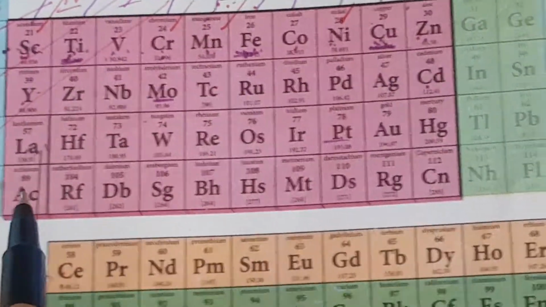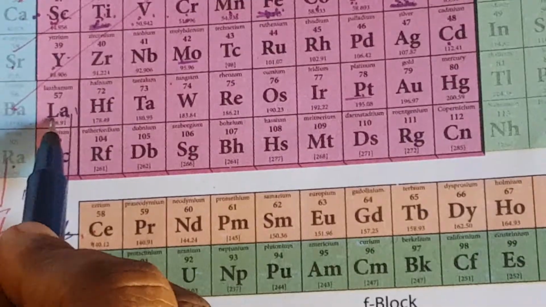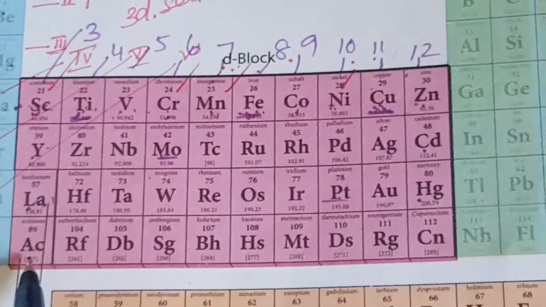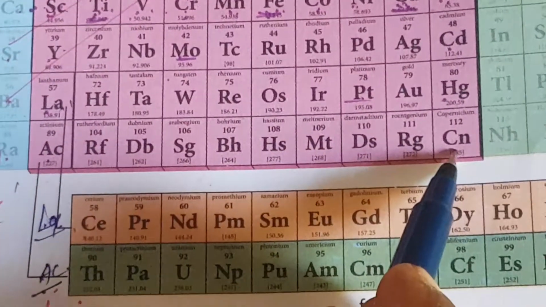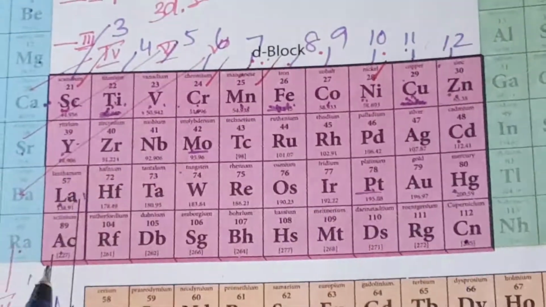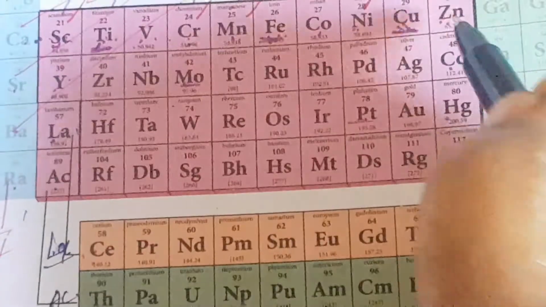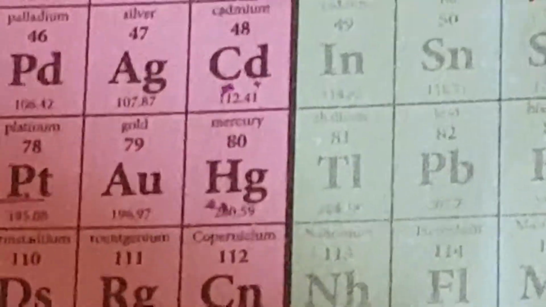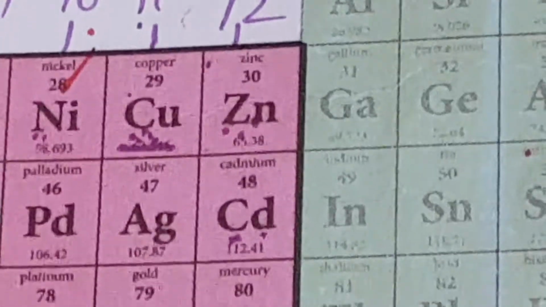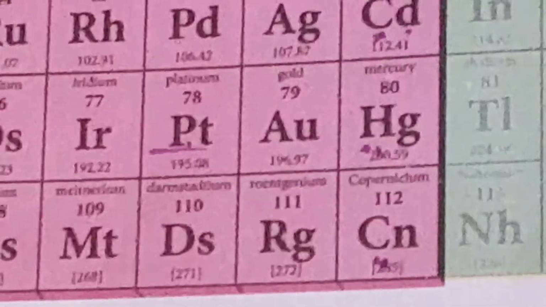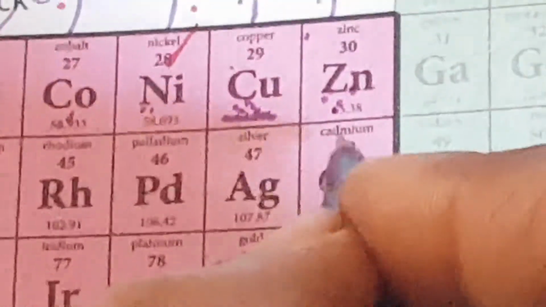The fifth period is yttrium to cadmium. The sixth period is lanthanum to mercury, and here also actinium to copernicium. These are all the elements present in the periods. In group 12 are zinc, cadmium, mercury and copernicium. All their electron shells are complete, so these are completely filled d orbitals.